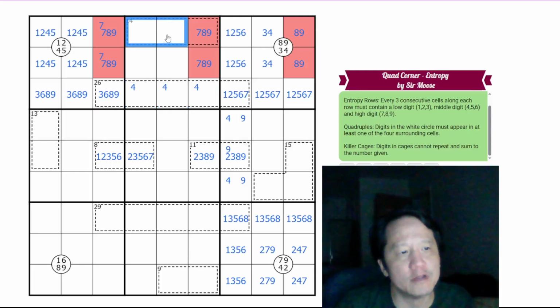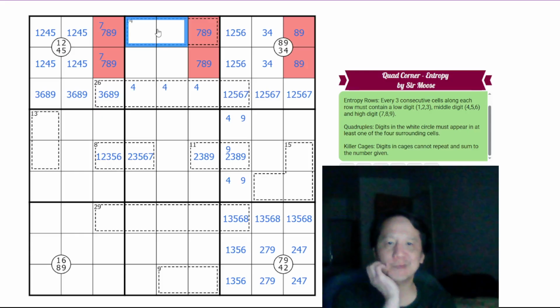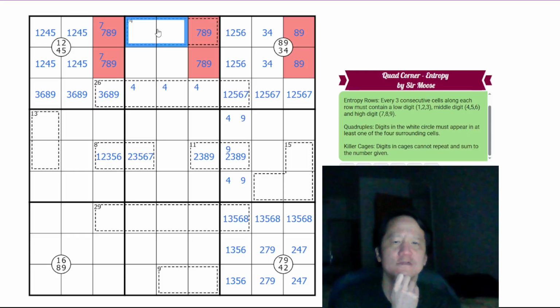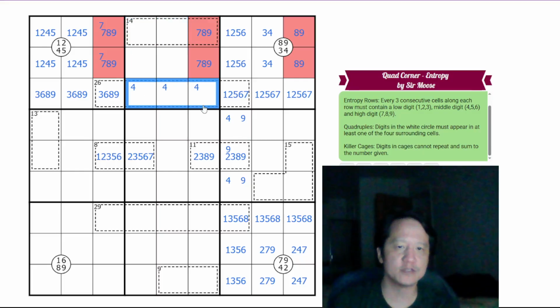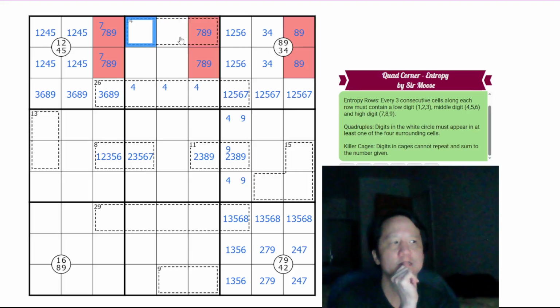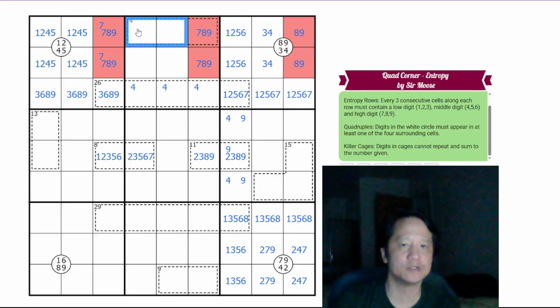This must be one low and one medium. You cannot have 4 here, though. Can this ever include 3 as a low? I think the answer to that is no, right? 3, 4, and 7 could work. Again, we have to have one low and one middle here. But the thing is, we don't have a 4 available in this box for this cage. So 3 can never be here. Which means one of 1 or 2 is here.